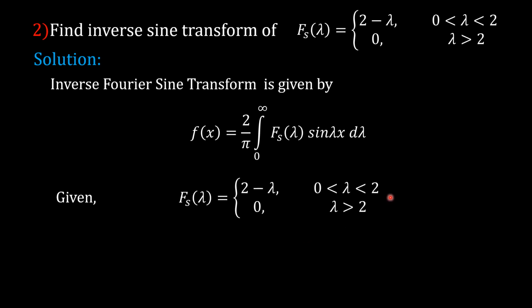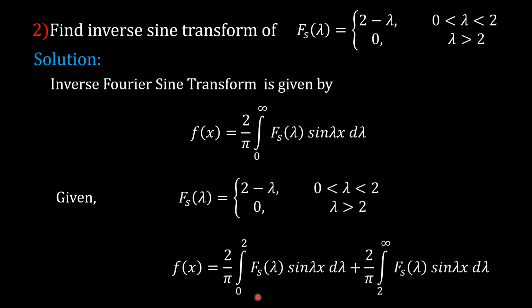which is defined on the two intervals 0 to 2 and 2 to infinity. So according to this, we will split our integration into two parts like this. So (2/π) ∫ from 0 to 2. See, first interval is 0 to 2, Fs(λ) sin(λx) dλ, plus (2/π). Second interval is λ greater than 2, means the interval is 2 to infinity. Hence ∫ from 2 to ∞ of Fs(λ) sin(λx) dλ.